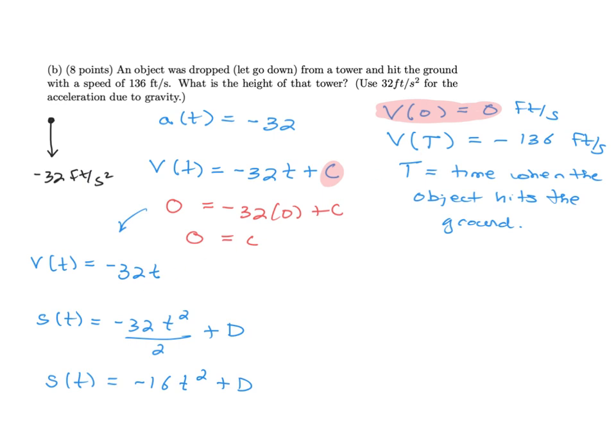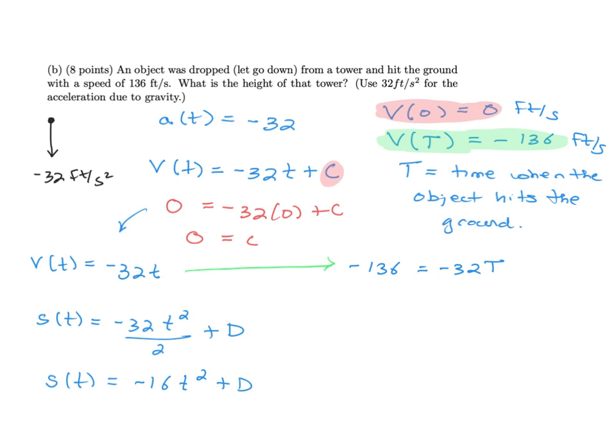So what I'm going to do is take the velocity function and use this piece of information here to solve for the time it takes for the object to hit the ground. That means if I put negative 136 here, I have to put capital T here. So my equation for velocity becomes negative 136 is equal to negative 32T. Sorry, that was supposed to be capital T, the time when the object hits the ground. Now this will be in seconds.